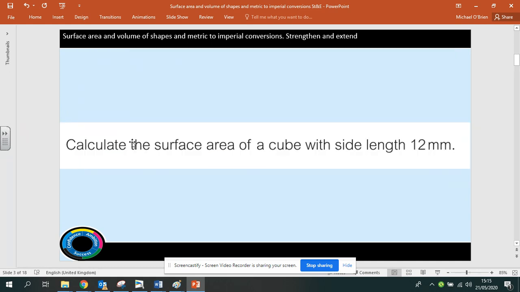The next question is almost identical. Calculate the surface area of a cube with side length 12 millimeters. Pause the tape, please. Restart it when you're ready for the answers.